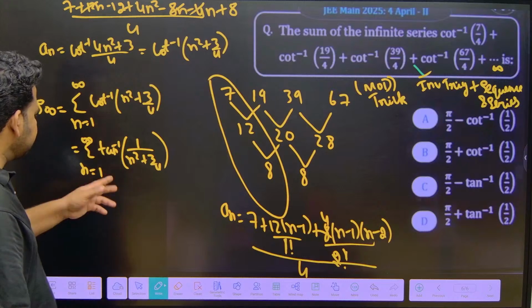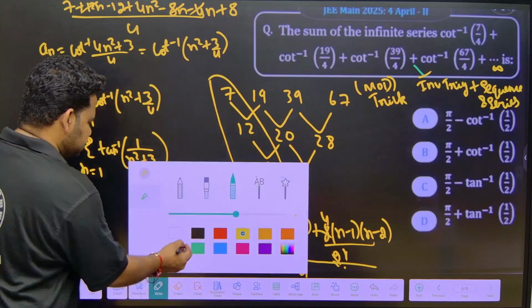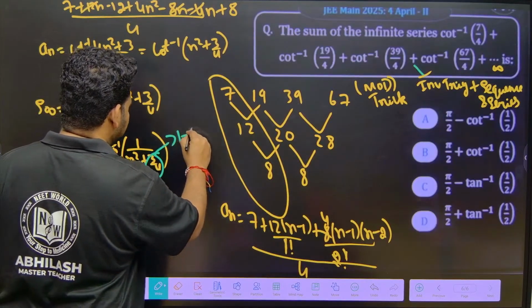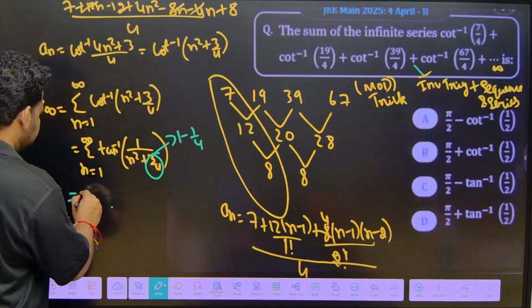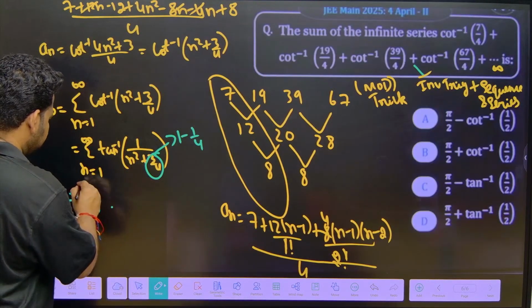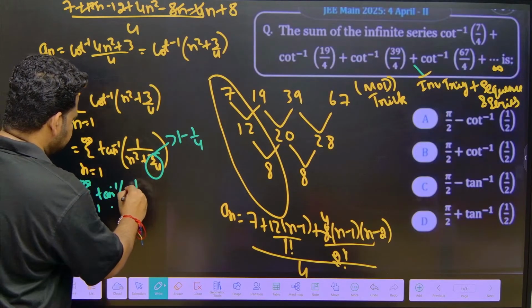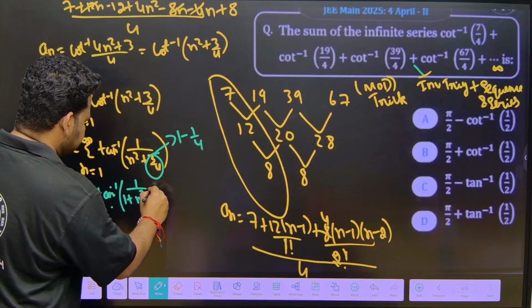So what can I do here? N square plus 3 by 4. See here friends, this 3 by 4 can be written as 1 minus 1 by 4. Let me put it here. So this will become summation of n running from 1 to infinity tan inverse of 1 by 1 plus n square minus 1 by 4.